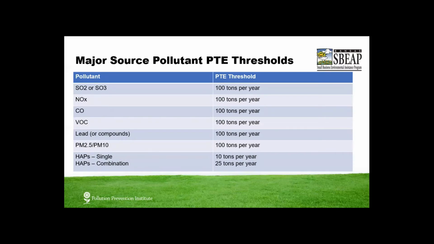This table lists the current regulated air pollutants and the major source thresholds for those pollutants: SO2 and SO3, NOx, CO, VOC, lead, PM2.5, and PM10 all have a major source threshold of 100 tons per year. As we said earlier, the single HAP threshold is 10 tons per year, and a combination of HAPs has a threshold of 25 tons per year.